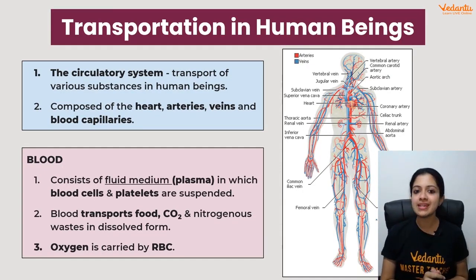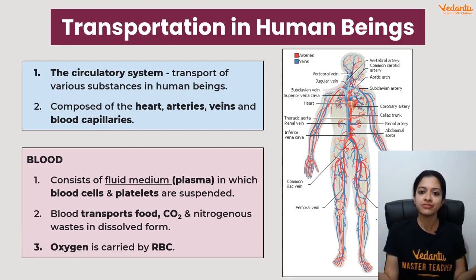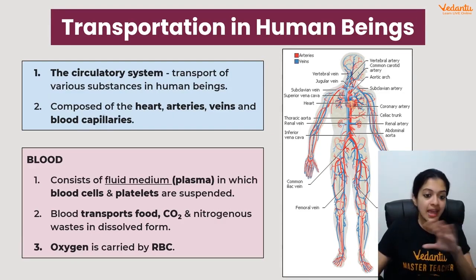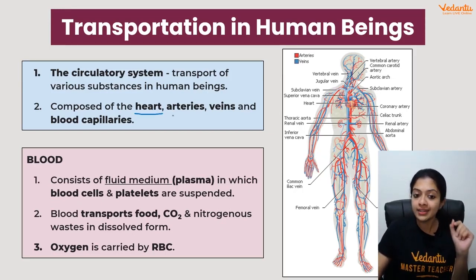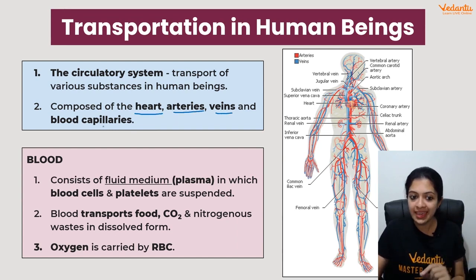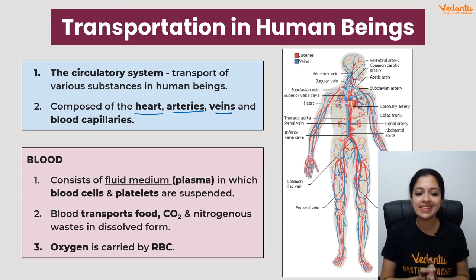Transportation in human beings. Of course, I am talking about the circulatory system. What is it all about? Transport of various substances in the human body: oxygen, carbon dioxide, nutrients, and all of these. How exactly does it do this? Our circulatory system is comprised of the heart, arteries, veins, and capillaries, basically the heart and blood vessels.